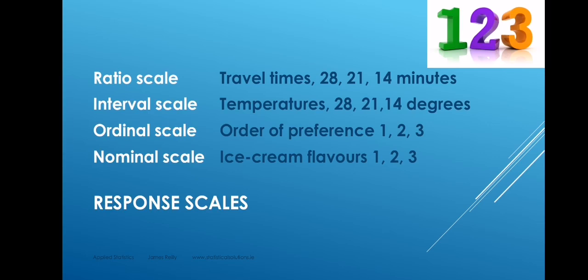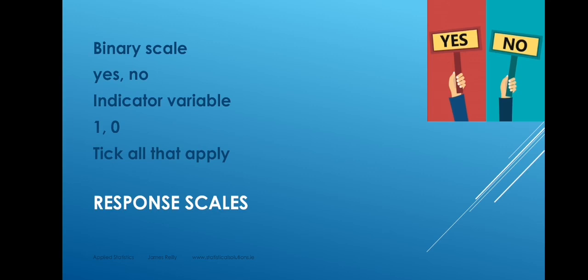Finally, numbers can be on a nominal scale. Nominal simply means it's a name. These are not really numbers at all. They're just numbers that are being used to represent categories, like ice cream flavours, chocolate, strawberry, vanilla might be represented by numbers 1, 2, 3, but these are not really numbers. The numbers are simply used to designate what these responses are.